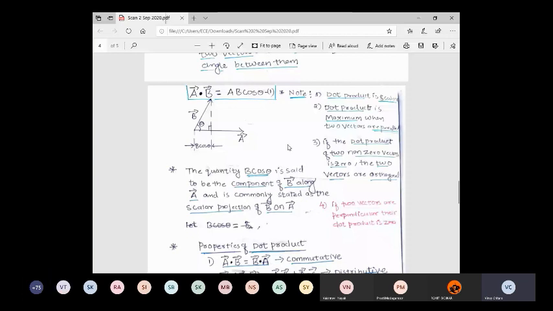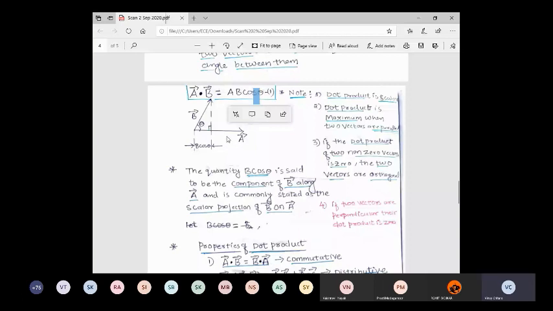It's quite simple. First of all, you can check that this expression will go to 0 when this angle is 90 degrees. Yes or no? Cos 90 is what? 0. And what does this theta represent? It's the smaller angle between these two vectors, right? So if theta is 90 degrees, it implies that these two vectors are perpendicular.